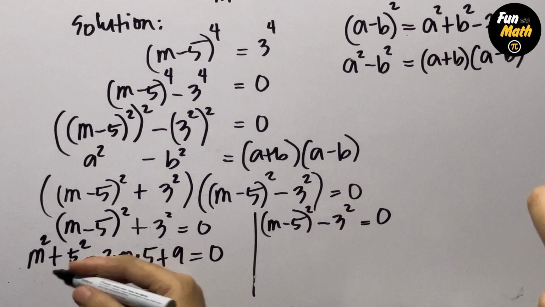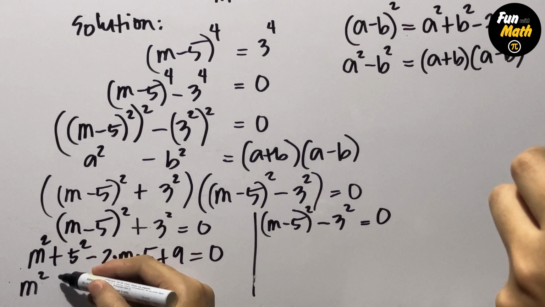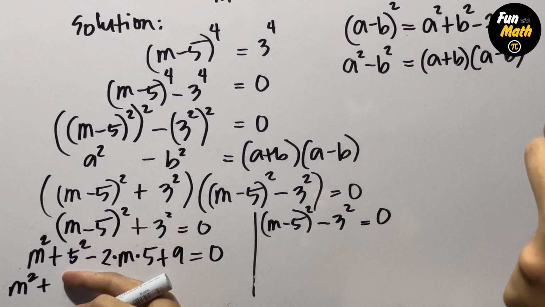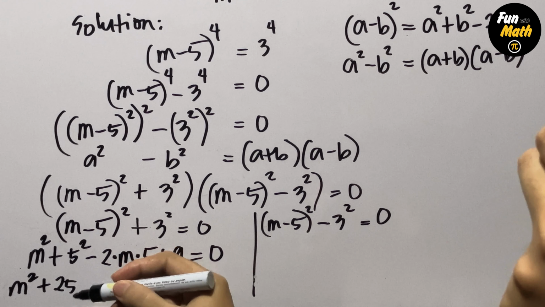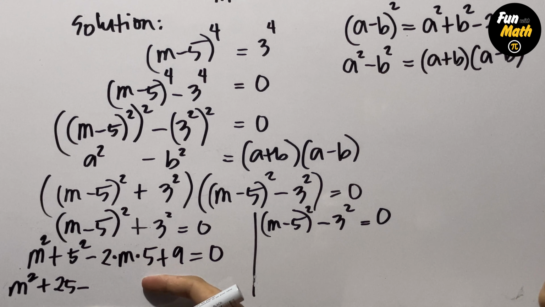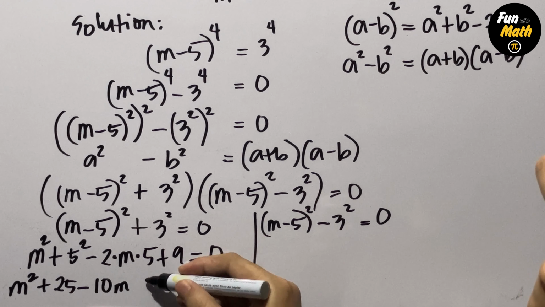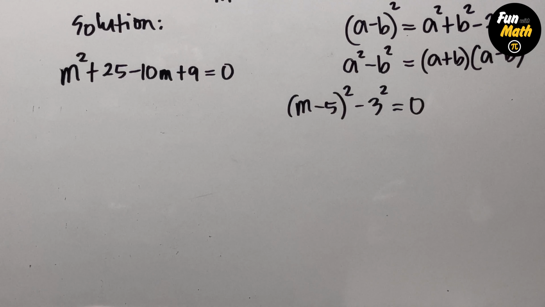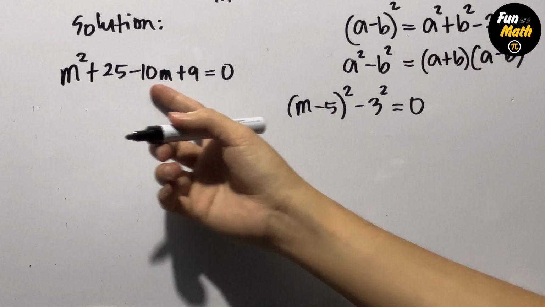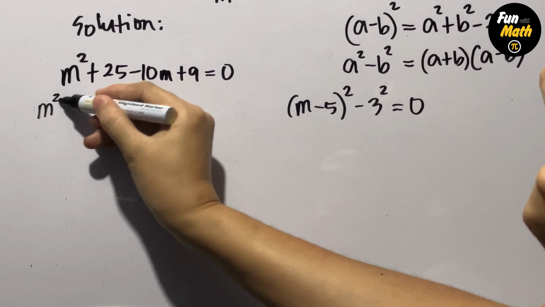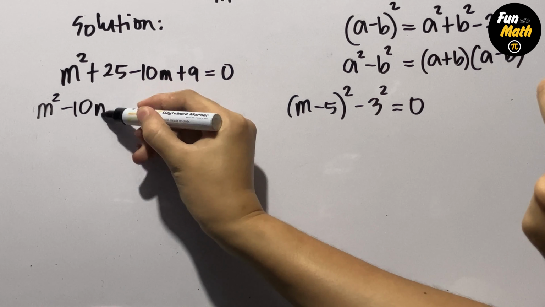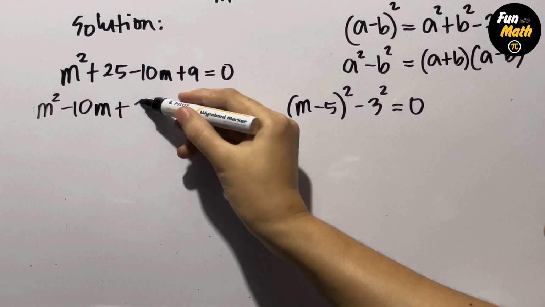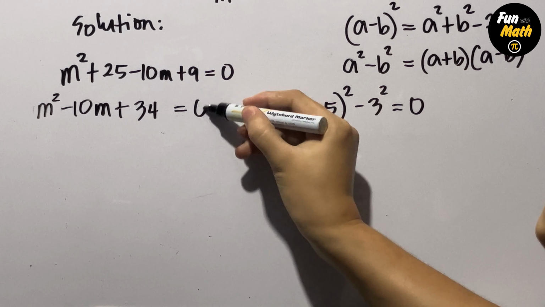Now let's simplify. So this is now m^2 + 5^2, that is 25, minus 2 times m times 5, that is 10m, plus 9 is equal to 0. Now to continue, let's combine like terms. So this is m^2 - 10m + 25 + 9, that is 34, is equal to 0.